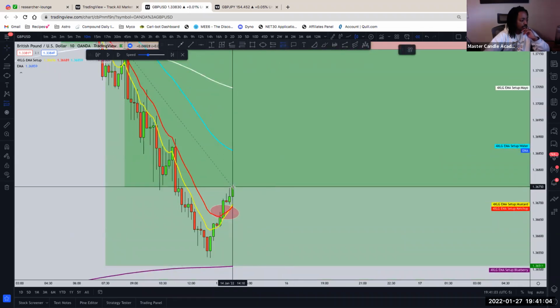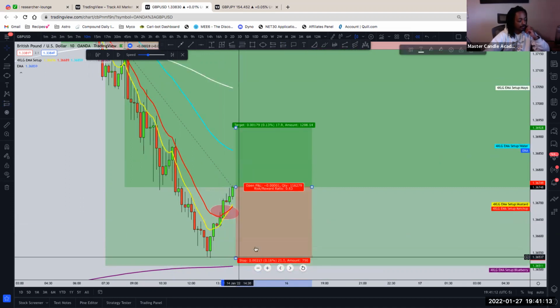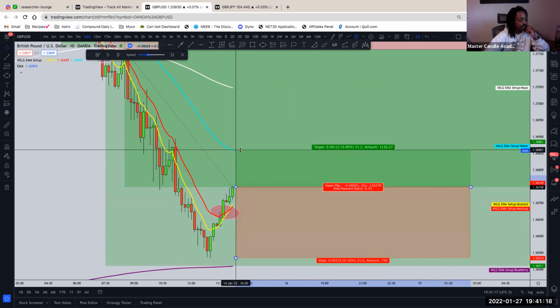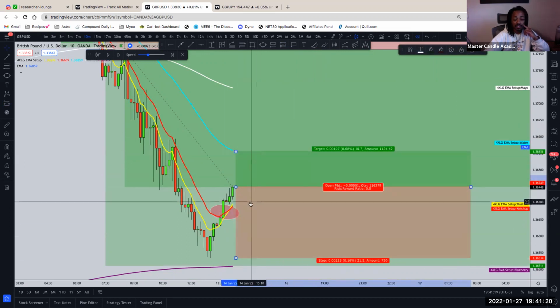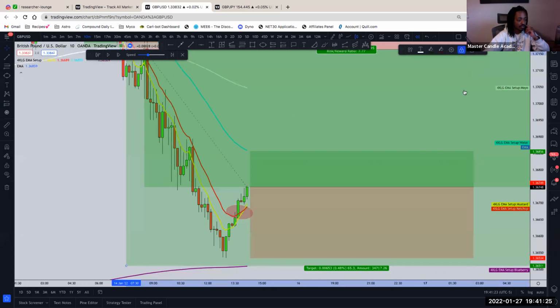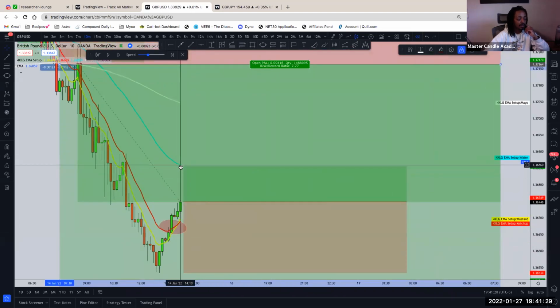What do we do when, I'm sorry, what do we do when mustard crosses ketchup to the upside? We buy. Because this is a pullback, so I say it's for the advanced. You have to understand how to read market structure, right? First take profit. I'm using my moving average, right? I'm using the closest moving average. It's just logical.